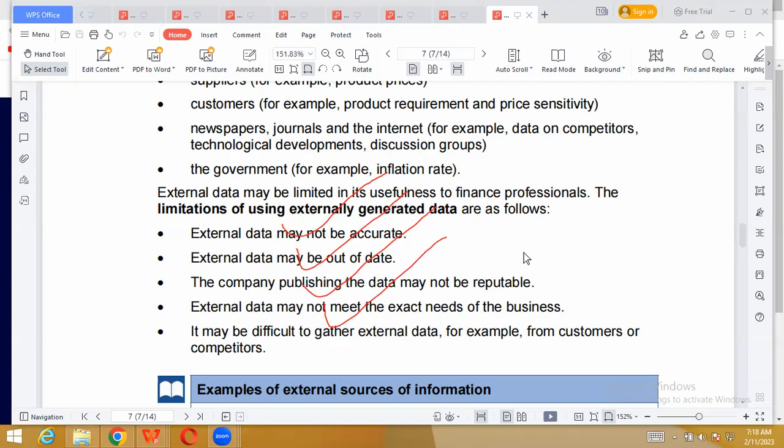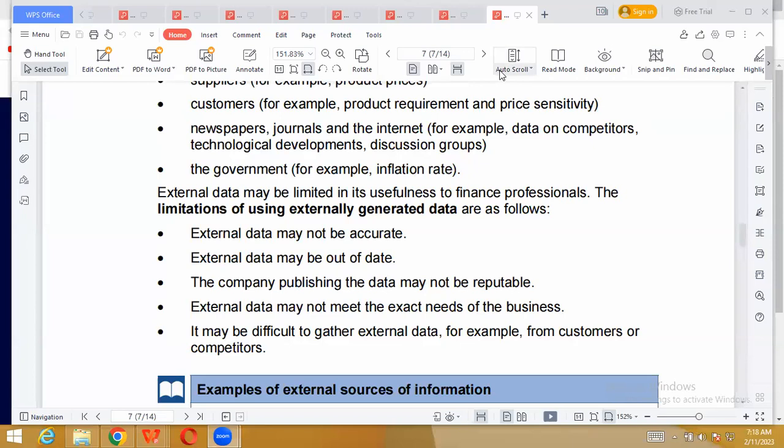So it might not really meet the exact needs of the business, because your company and the external company might not have the same information. So you might use information which does not suit your own organization. Also, it might be difficult to gather external data, for example from customers or competitors, because some customers and competitors are not willing to provide the information.